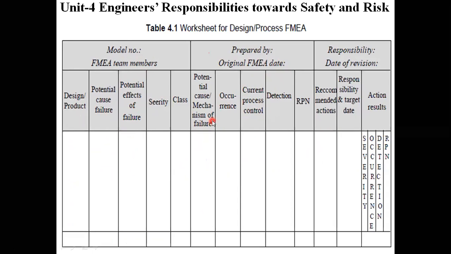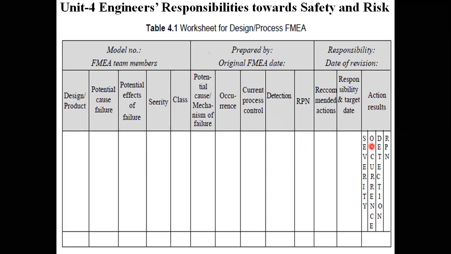This is prepared by, original FMEA date. This is potential cause or mechanism of failure, and then occurrence, current process control, detection, RPN number, recommended actions, responsibility and target date, and what is the task that should be performed, as well as the target date, the final date of completion of the task. Like that, action results here, what actions are done and what is the result.